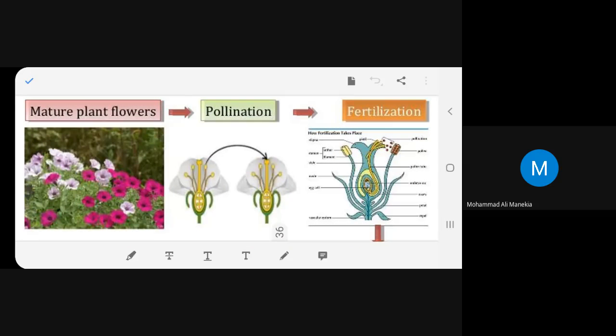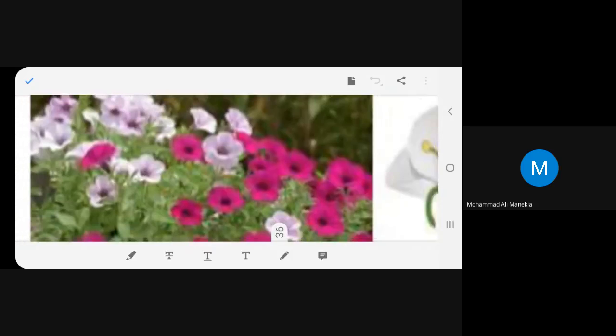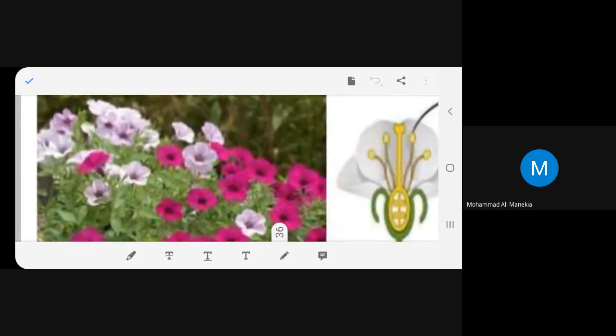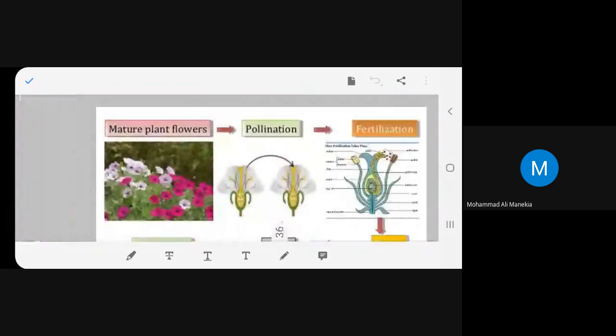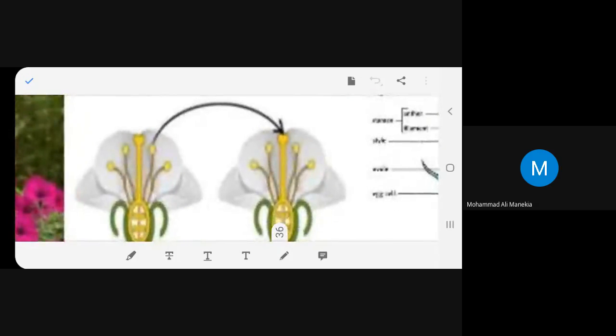Now we will see the sequence of formation of fruits. First we'll see flowers. You see these flowers over here? These are flowers. We'll go one by one. What are these, beta? Flowers. Now we take the cross section of flowers to show the pollination.